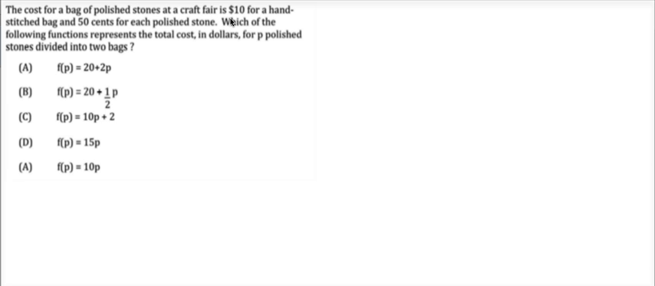So we see here that the important information so far, the first sentence, is that it costs $10 for a hand-stitched bag and 50 cents for each polished stone. So let's write that down. So we know that it's $10 per bag, and we know that it is 50 cents per stone.